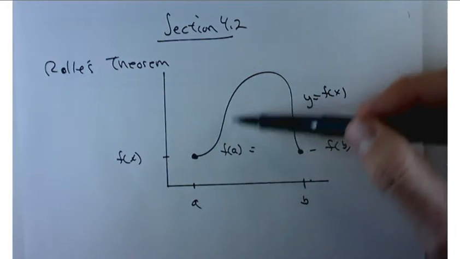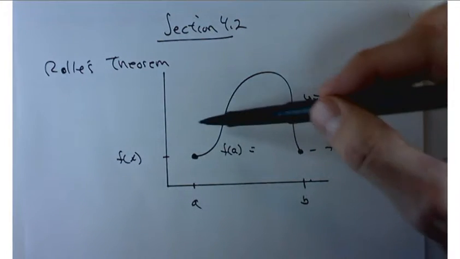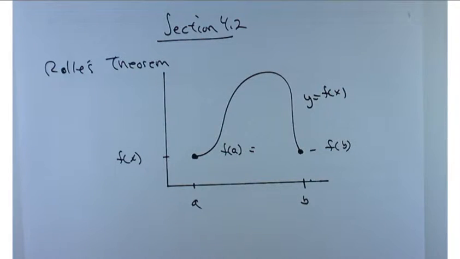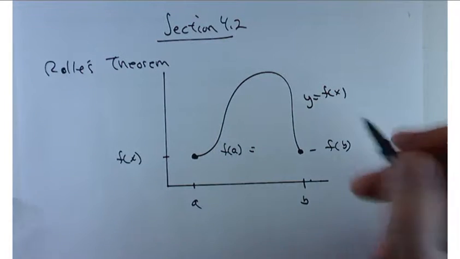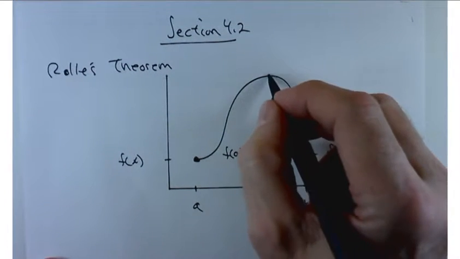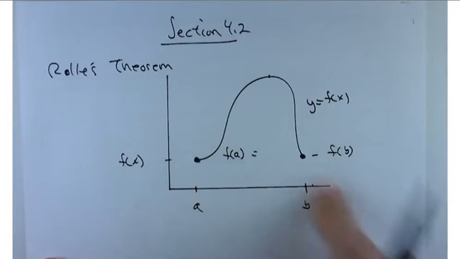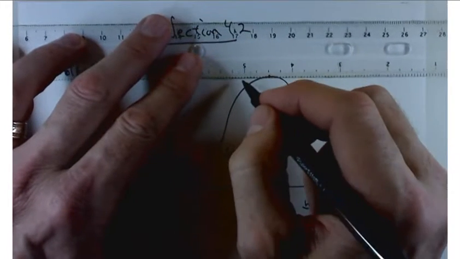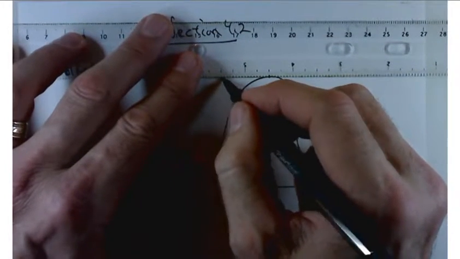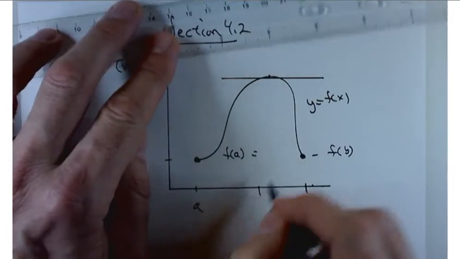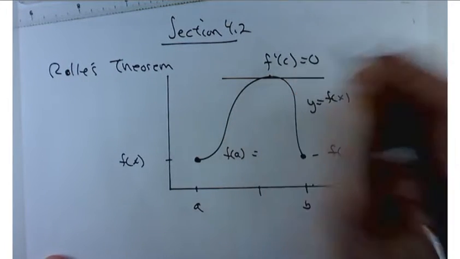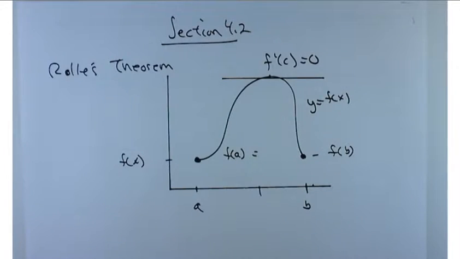Now, at that point where it turns around, where the function stops increasing and starts decreasing, there's kind of a brief pause. What special magic thing is going to happen when it pauses and kind of changes its direction from increasing to decreasing? Yeah, you're going to have a horizontal tangent. And that's what Rolle's theorem guarantees, that at some point there's going to be some value of c such that f prime at c equals 0. There's going to be a horizontal tangent somewhere in there.